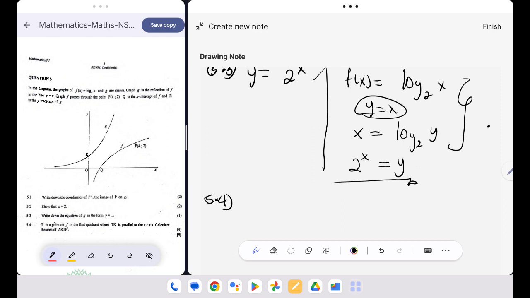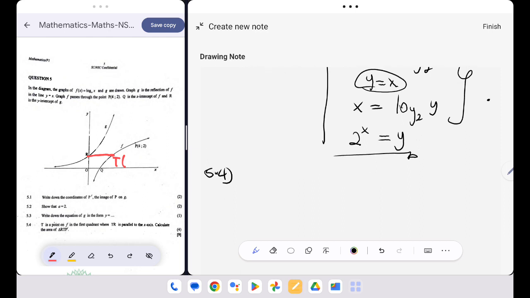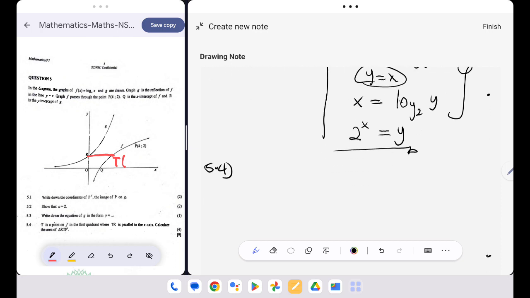And then 5.4, we are told that T is the point on f of x in the first quadrant, where TR is parallel to the x-axis. So T is a point here. Okay. So T is a point that is there. We are told that it's parallel to the x-axis. So it simply means that R and T both have the same y coordinate. Are you together?